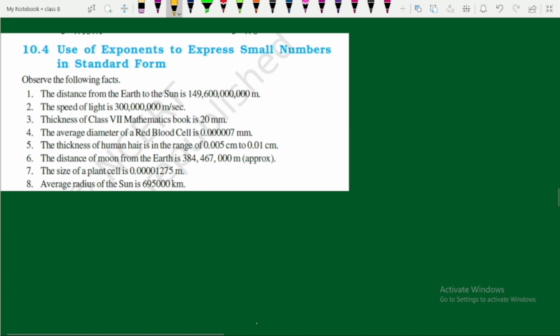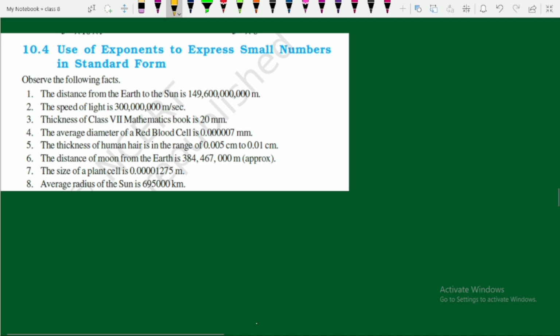Hi friends, today we are going to learn chapter number 10, laws of exponents. In that we are going to see the use of exponents to express small numbers in standard form. So how are we going to write a given number in standard form, if it is a very big number or a very small number? And also we are going to see comparing the given numbers, and also solve exercise 10.2.